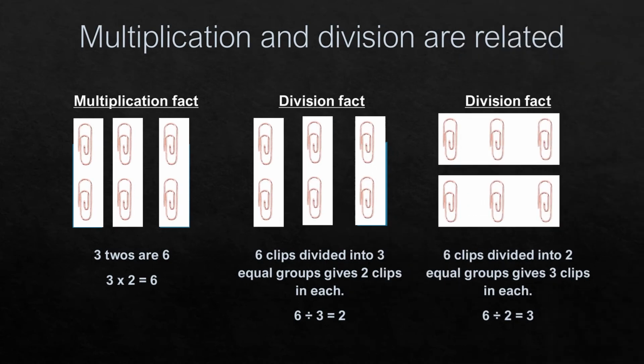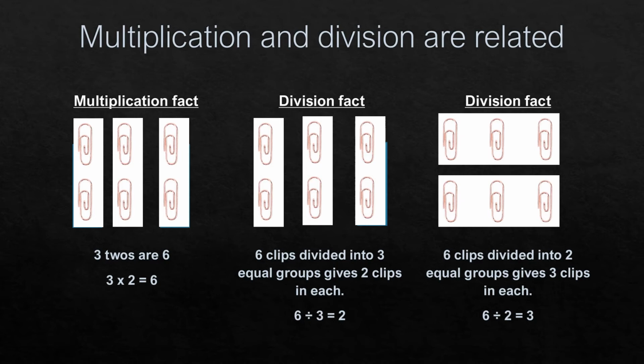In second example, in multiplication fact, 3 groups are there. In each group, 2 pins are there. In 3 groups, 2 pins are in each. So total number of pins are 6. So 3 2s are 6. 3 multiplied by 2 is equal to 6.